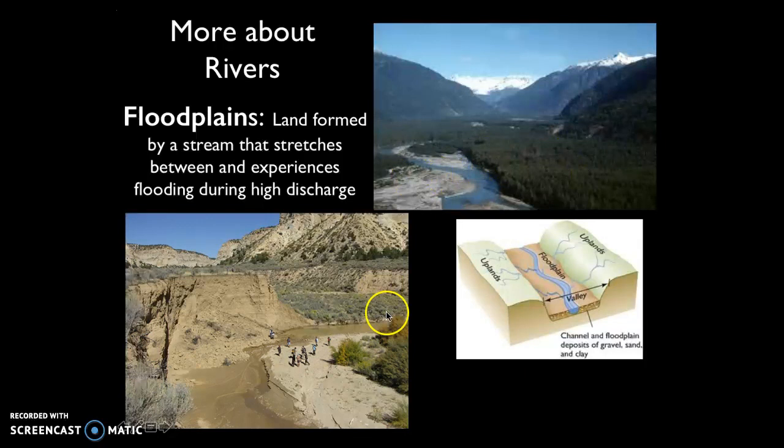On the bottom image, as you're seeing it down here, this is actually an arroyo, so it's going to be a seasonal stream that only happens due to flash floods, pretty much, in southern Utah.